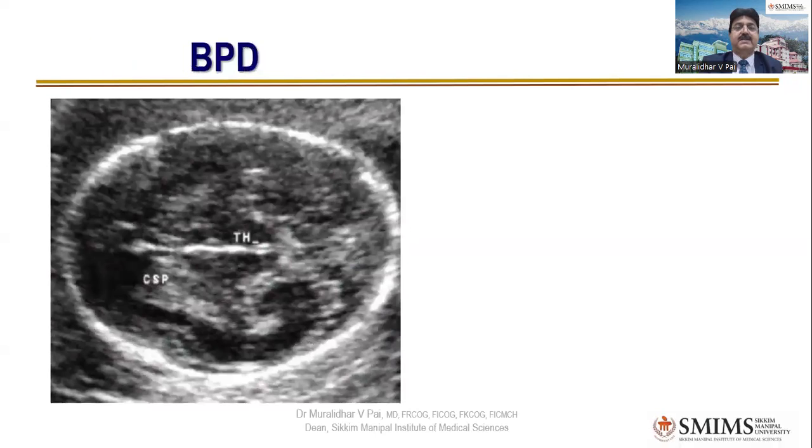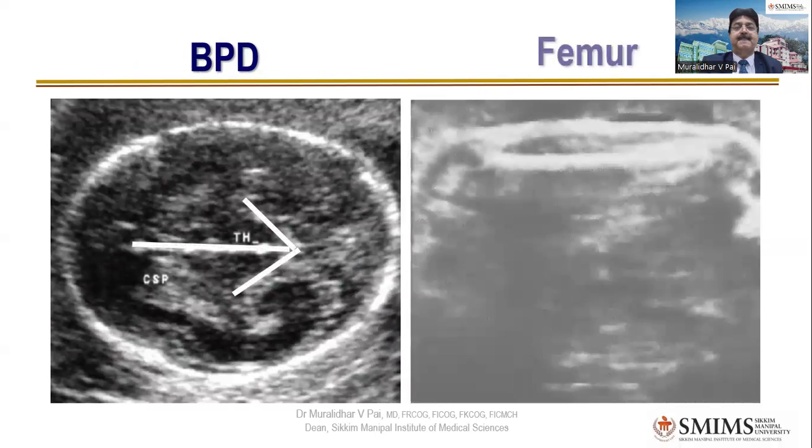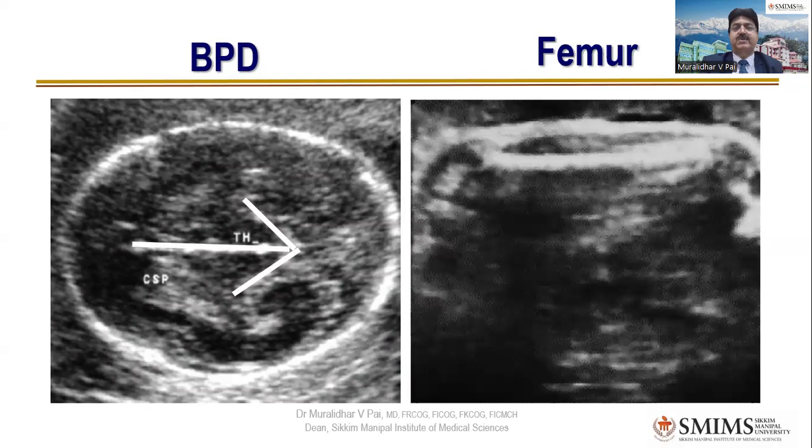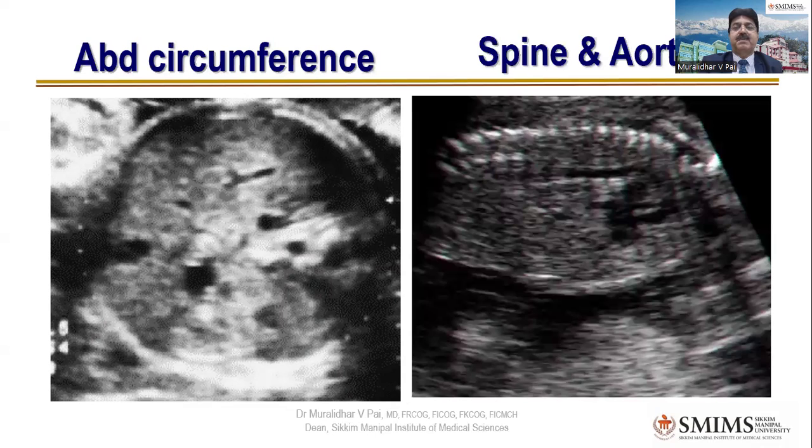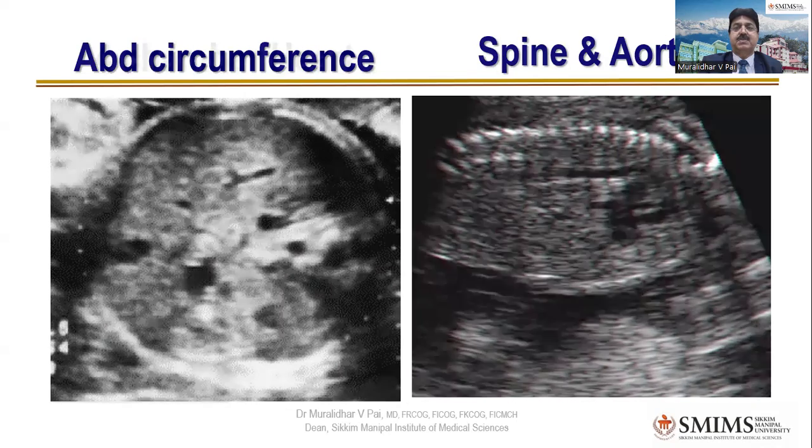Again, BPD is the best, plain arrow sign. That's what we have been talking about. There are so many other things now, but arrow sign is more than enough. Femur, a hockey stick pattern you have to see. Abdominal circumference, you have to see that portal vein and two holes there. Spine, you can make out spina bifida, any difficulties or any breach in the spine.